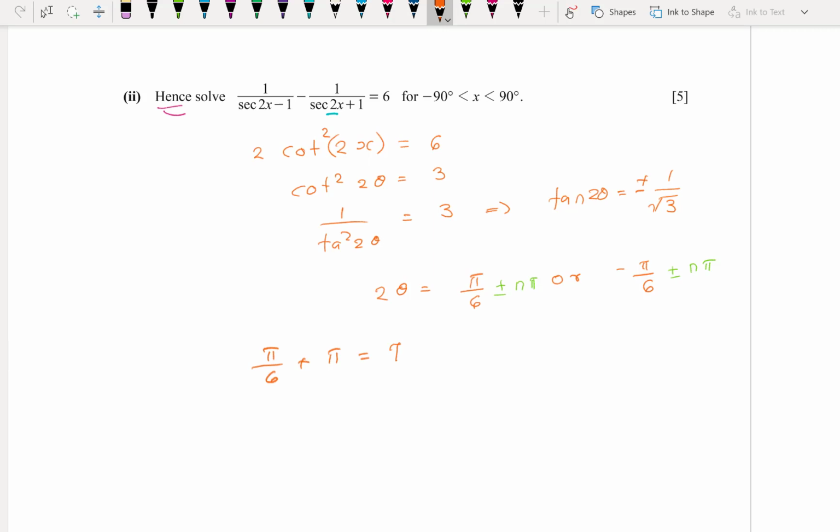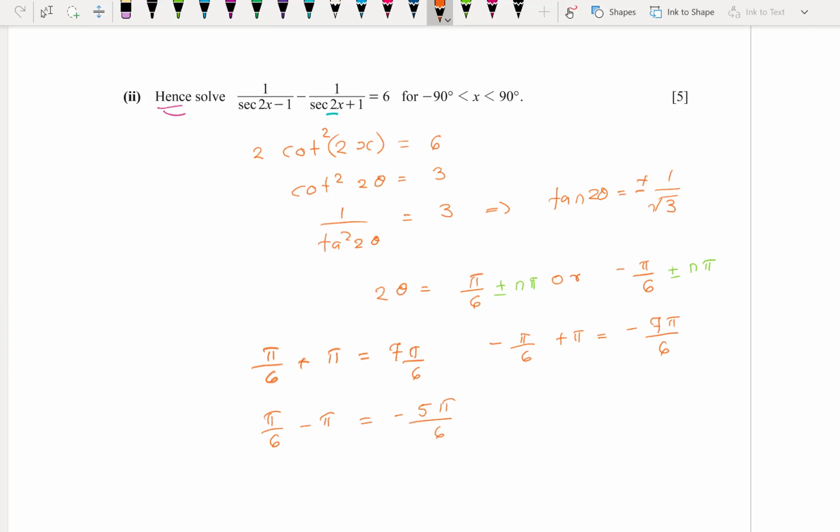7 pi by 6. Pi by 6 minus pi gives minus 5 pi by 6. Now, minus pi by 6 plus pi gives minus 7 pi by 6.